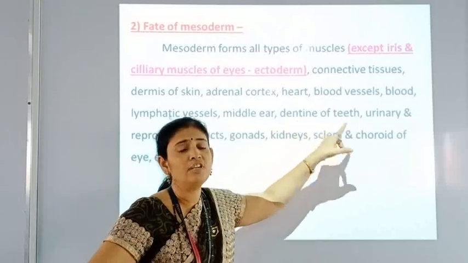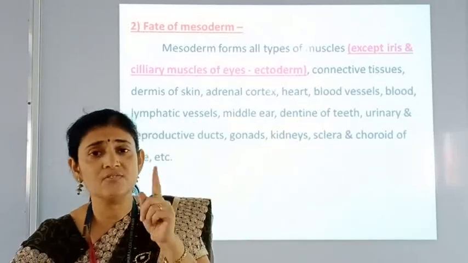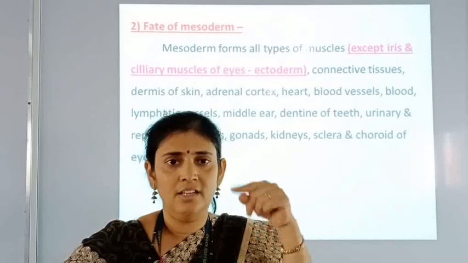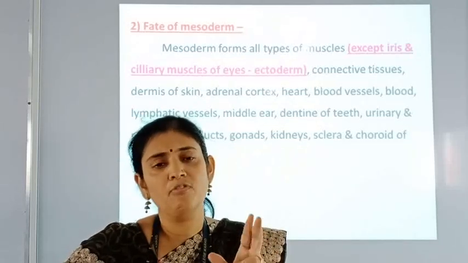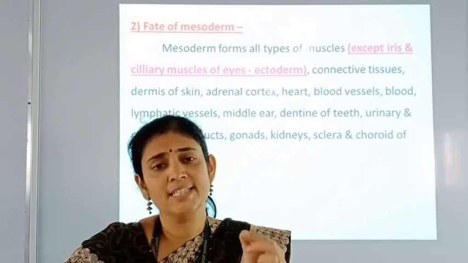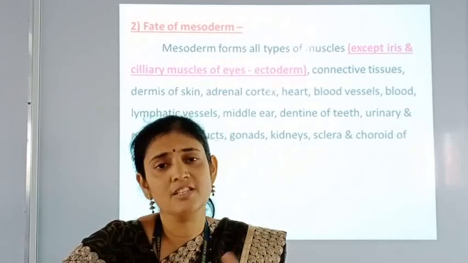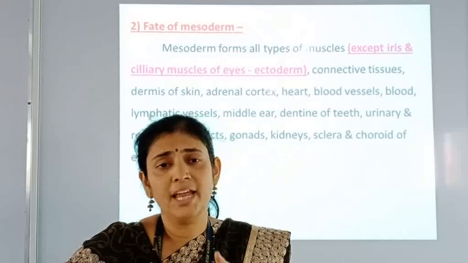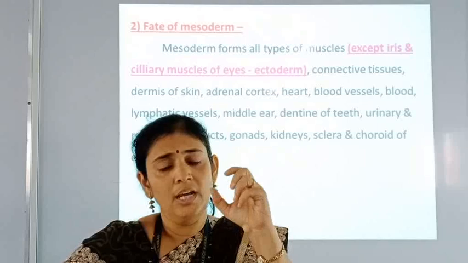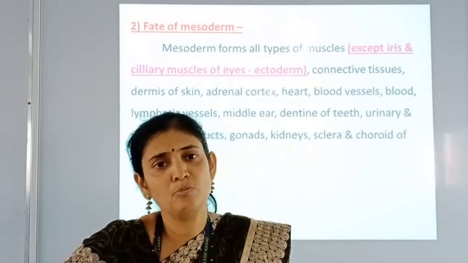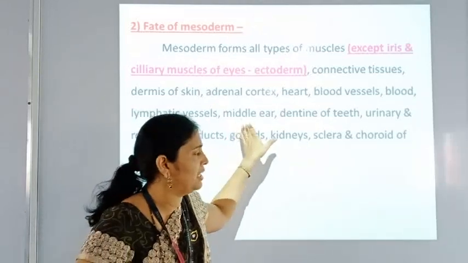Then dentine of teeth. As we have seen the structure of teeth in 11th human digestive system, a tooth is made up of 2 parts. The inner part is called dentine and the outer covering part is called enamel. Out of that, enamel is formed from the ectoderm region, and the inner dentine region is formed from what? It is formed from the mesoderm.